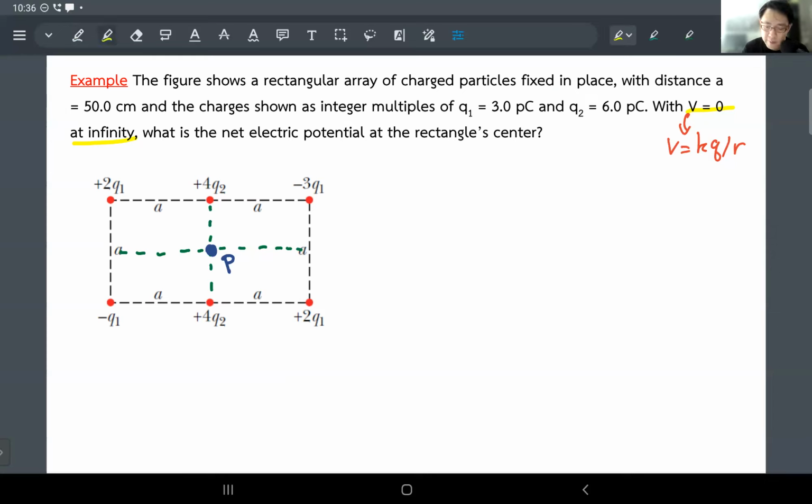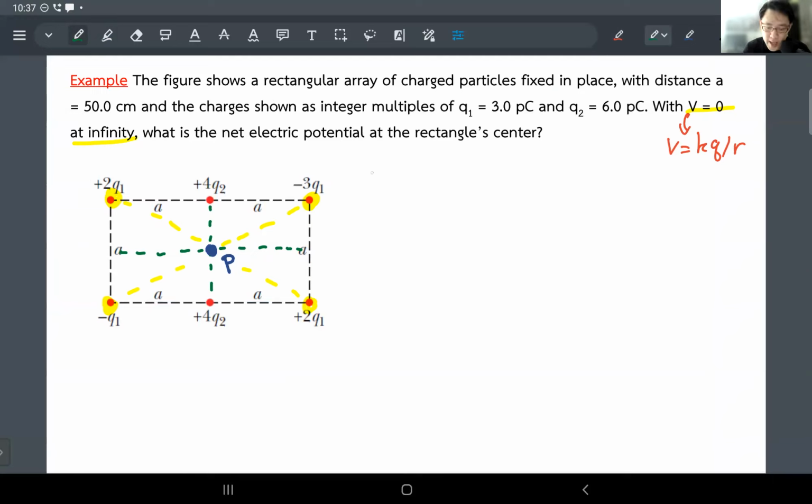All right, just to amplify that part, look at this plus 2q on the upper left corner. It will give you a little bit of potential at point P, kq over r, no big deal. Same thing will happen to the negative 3q1 on the upper right corner. That will also give a contribution of kq over r. Now you go to the bottom corner on the left and the bottom corner on the right. Same thing will happen. So there are 4 charges staying at the same distance from point P. They're not all contributing the same amount, but the formula you use to calculate the potential from these 4 will look exactly the same.